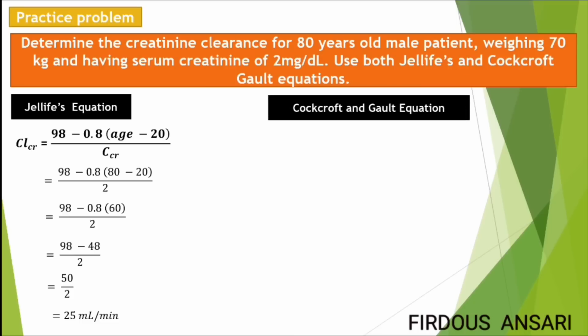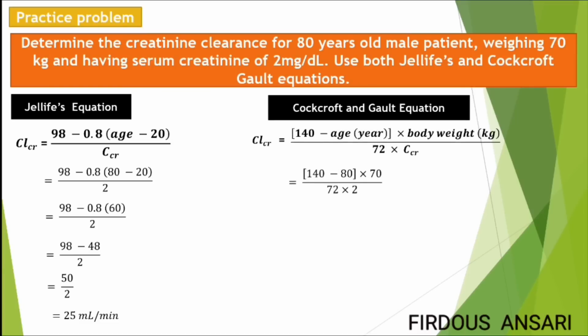Next we'll try it with Cockcroft and Gault equation, where not only age and serum creatinine but even body weight is taken into consideration. So we should keep all the values, and we found the value of 29.16 ml per minute, which is almost similar but not that similar. But the advantage of Cockcroft and Gault equation is that here we are considering body weight, which gives it more weightage as compared to Jellif's equation.